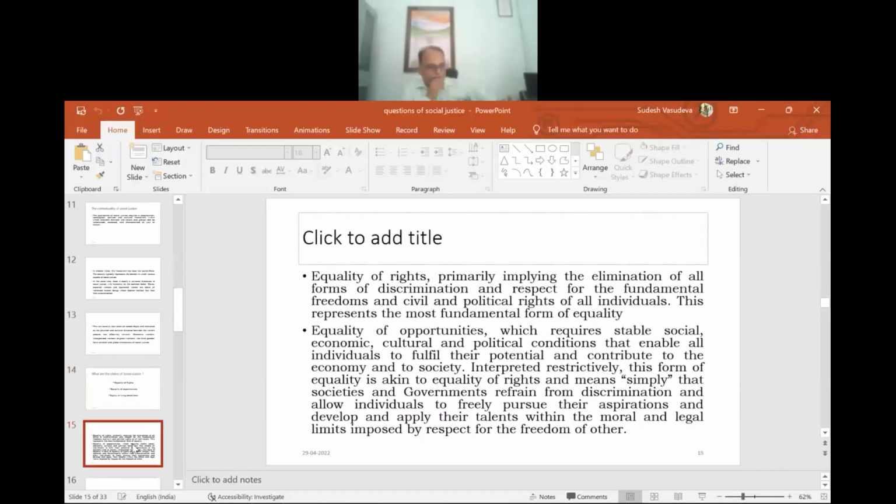Equality of rights, primarily, which means that equality of rights is a claim based on the presumption of inequality in the distribution of rights, or very specifically in the elimination of all forms of discrimination and respect for the fundamental freedoms and civil and political rights of all individuals. This represents the most fundamental form of equality.